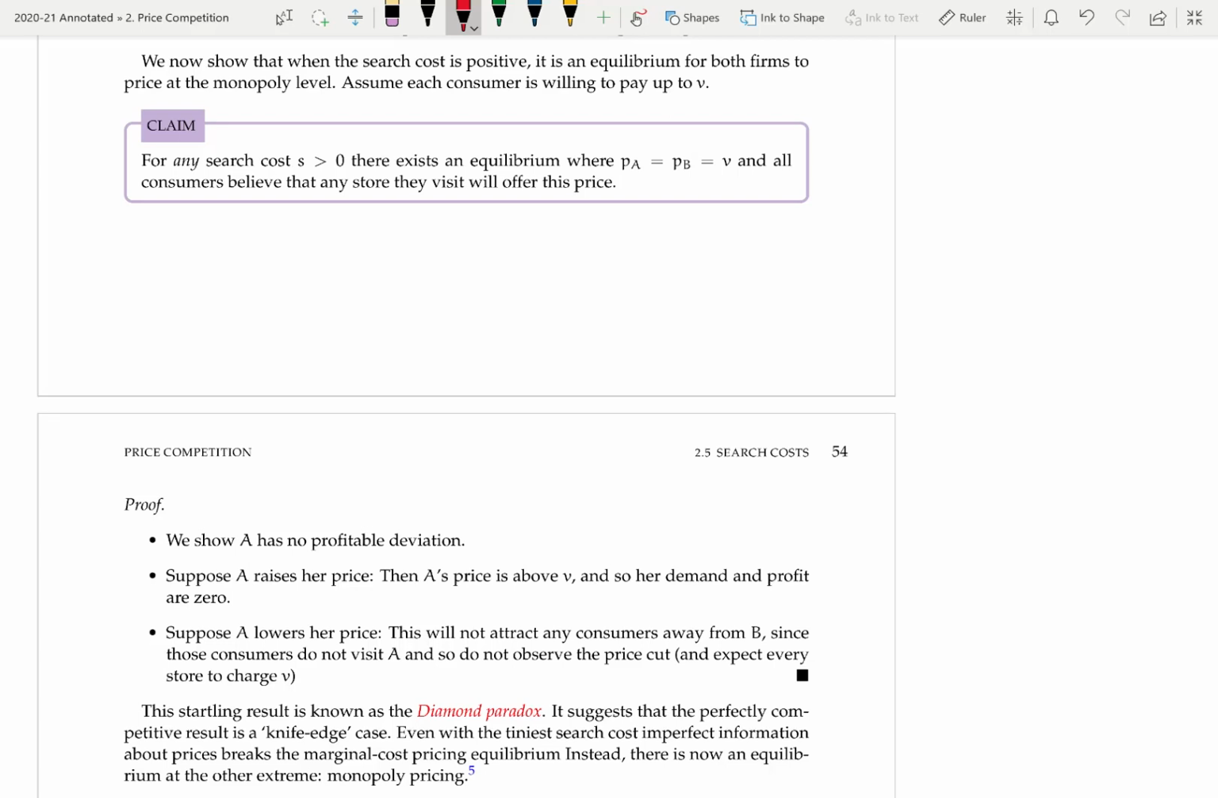So what we've got is that for any level of search costs, no matter how small, we get monopoly pricing. As soon as we introduce imperfect information and these search costs into the Bertrand model, we go from pricing at marginal cost to pricing at the monopoly level. This result is known as the Diamond paradox. Just be careful here, there's another thing called the diamond paradox with a small d. This is with a big D, named after an economist with the last name Diamond. The Diamond paradox is that we have this knife-edge result. The tiniest search cost breaks the marginal cost pricing equilibrium and gives us an equilibrium at the other extreme, monopoly pricing.